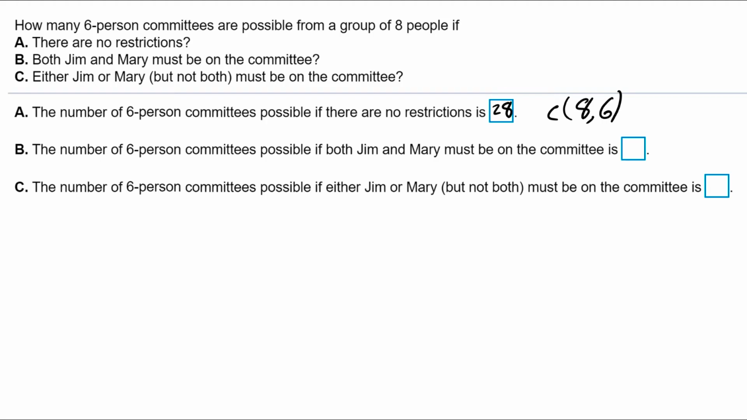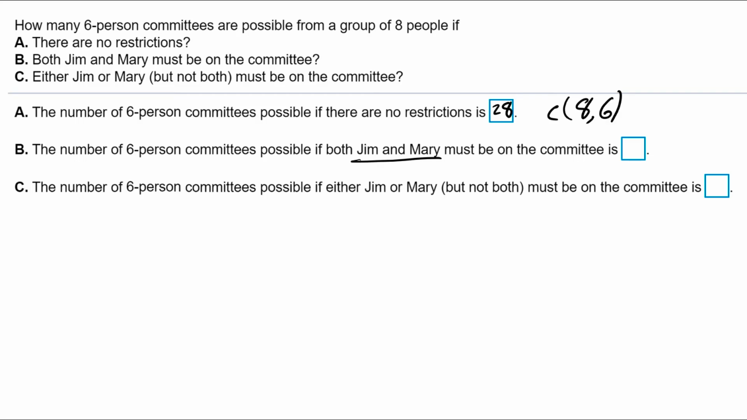All right, the next one, the number of 6-person committees if both Jim and Mary must be on the committee. Okay, so Jim and Mary are part of the 8 people. So now we're splitting it up into 2 groups. We've talked about before how we're distinguishing things. So in this example, we are distinguishing people based on whether they are Jim and Mary or whether they are anyone else in the group.